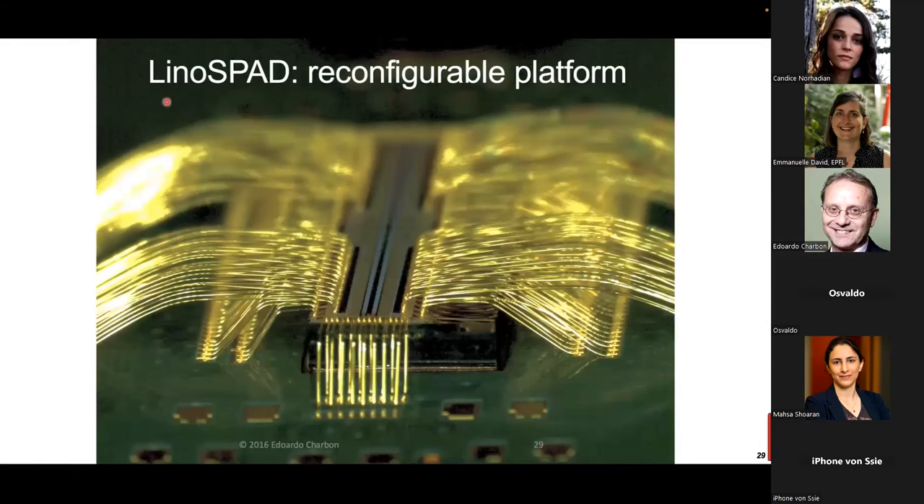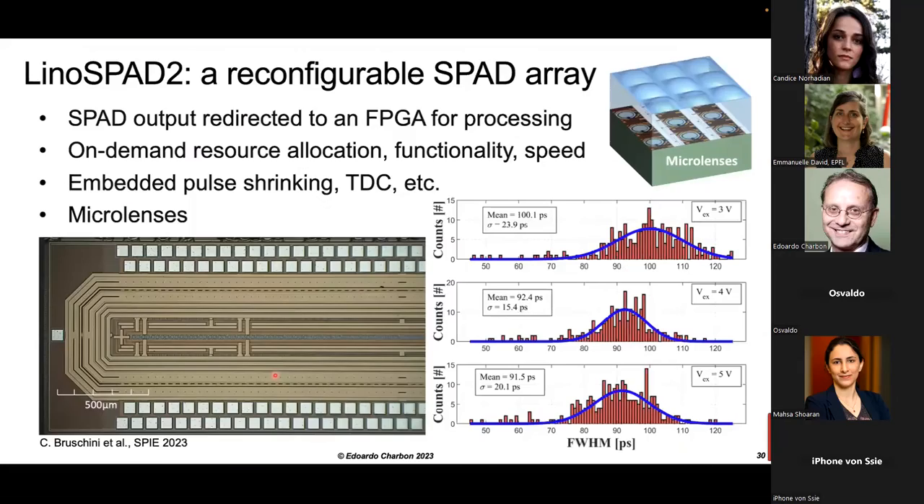This is called LinoSPAD, which is a reconfigurable one-dimensional array of 512 by 1 SPADs. And you can see here the wires that connect every SPAD to the exterior. So here in the PCB, we connected all those onto an FPGA. This is a photomicrograph of a small fraction of the SPAD. You can see the SPADs with micro lenses on top. And here you can see the resulting pulse analysis of the spectrum, operating on a TDC that was actually implemented on the FPGA itself.